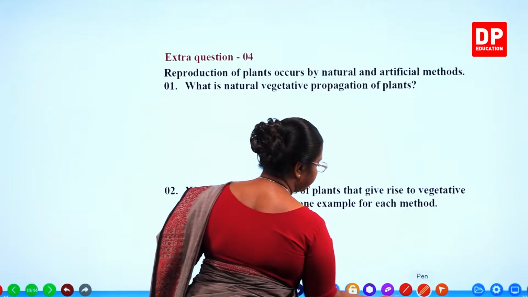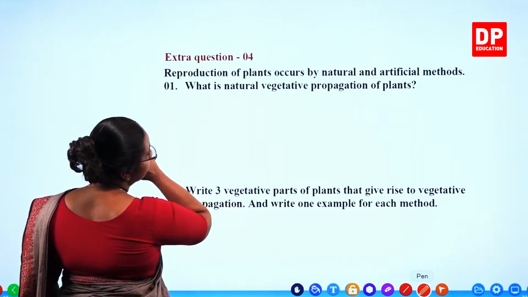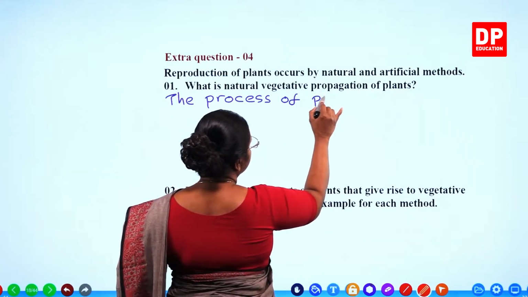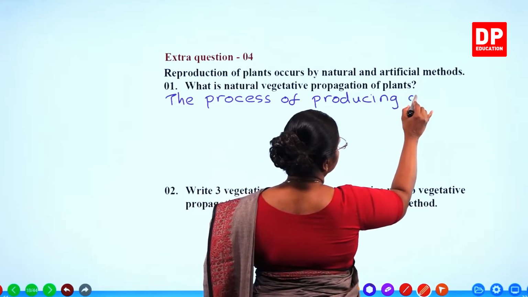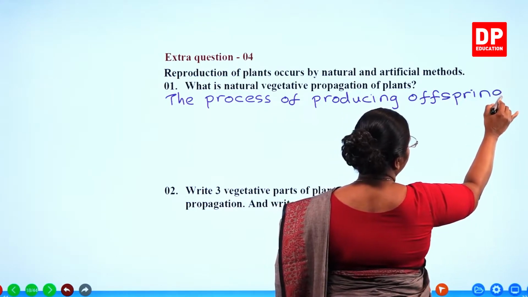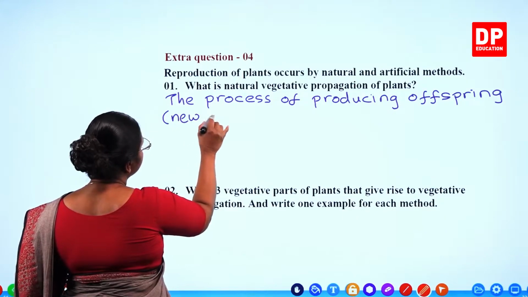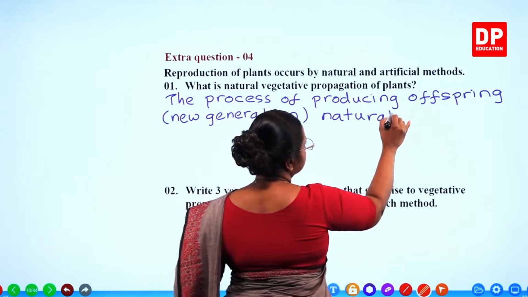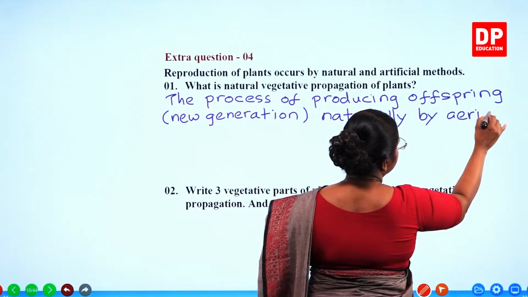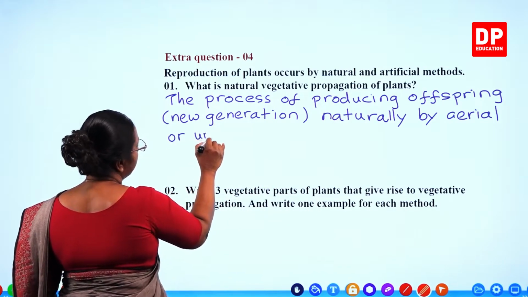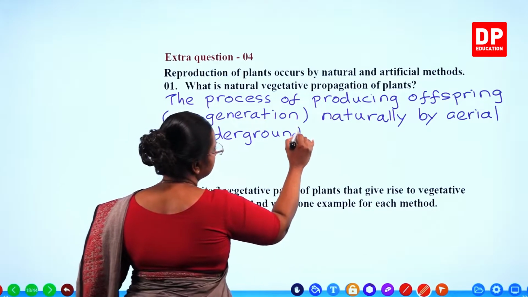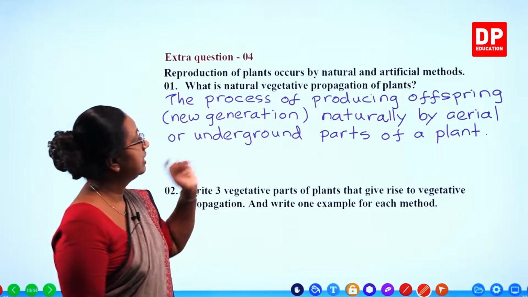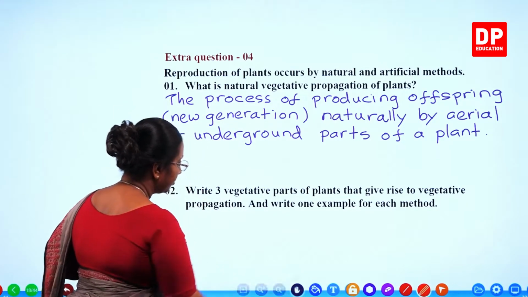So here we can say, what is natural propagation of plant? The process of producing offspring, or new generation, naturally by aerial or underground parts of a plant. So that is natural vegetative propagation. Then there's the second question.